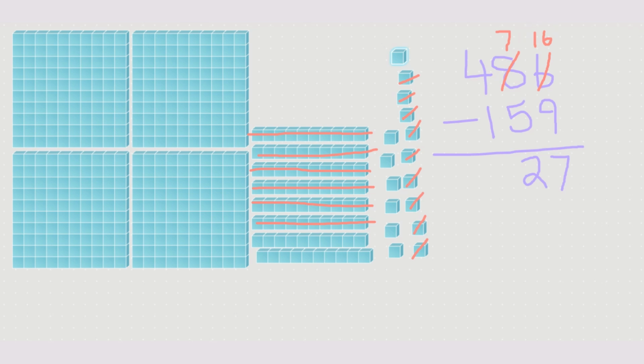Now I am ready to move to the hundreds column, where I see 4 minus 1. Can I take away 1 hundreds flat? I sure can. So let's do that. Take out 1. That leaves me with 1, 2, 3. I have 3 hundreds flats left. So I need to write 3 in my equation in the hundreds place. Now I know that 486 minus 159 equals 327.